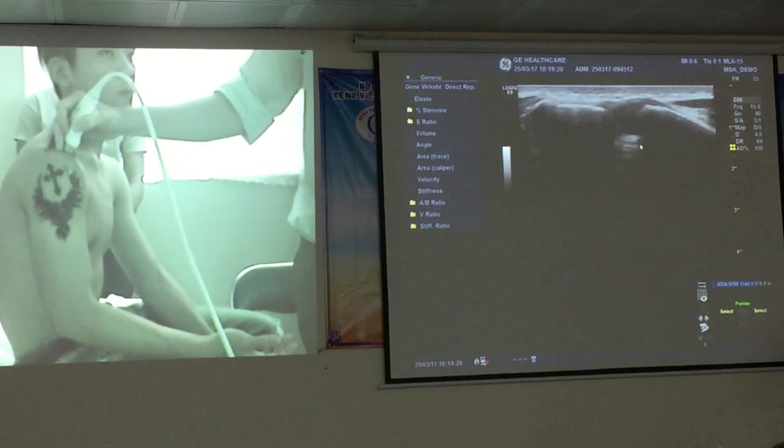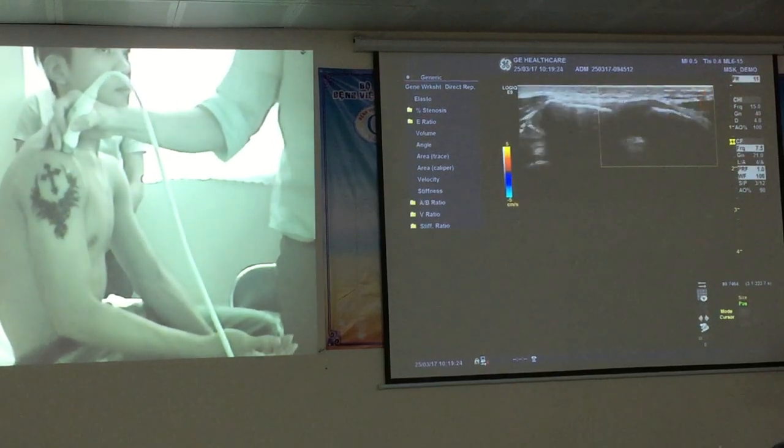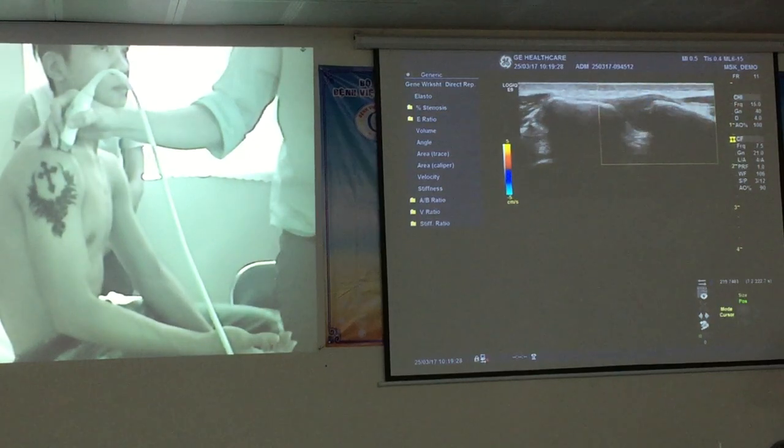In the setting of active synovitis, you can put colour on to see if there's any hyperemia of the synovium.